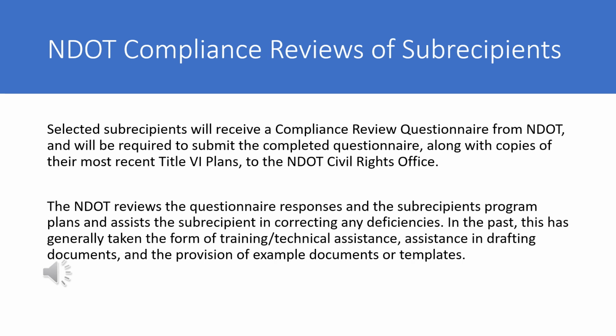If your local agency is selected for a compliance review, you'll receive a compliance review questionnaire from the NDOT, and the agency will be required to submit the completed questionnaire along with the most recent copies of their Title VI implementation plans to the NDOT Civil Rights Office. The NDOT reviews the questionnaire responses and the subrecipient's program plans, and then assists the subrecipient in correcting any deficiencies. In the past, this has generally taken the form of training or technical assistance, assistance in drafting documents, and the provision of templates or example documents.